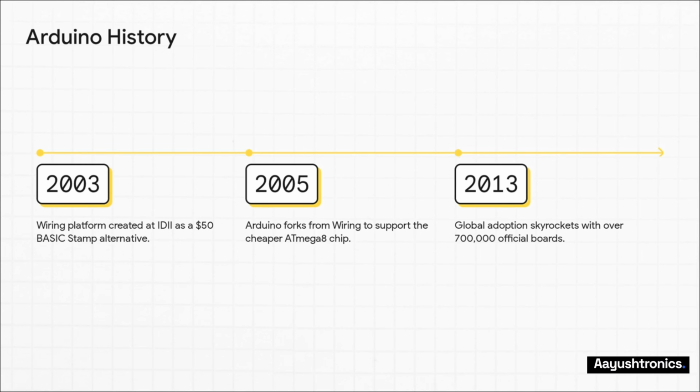To fix this, Hernando Barragán created the Wiring platform as his master's thesis, which simplified the programming and used a custom board. Then, in 2005, Massimo Banzi and a team of developers forked that project to create Arduino, specifically to support an even cheaper microchip. Because they made it entirely open source, the hardware community just completely exploded, taking us to over 700,000 official boards in use by 2013, and literally millions more today.